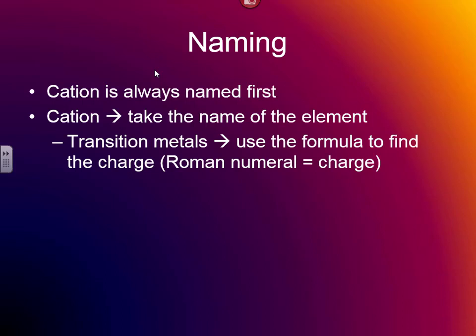If it's a transition metal, or lead or tin, then you use the formula, kind of like working backwards from what we did yesterday, to find out what its charge is. You have to write down that charge as a Roman numeral in the middle of the name. You will need to know your Roman numerals through about 6 or so, definitely not higher than 10.